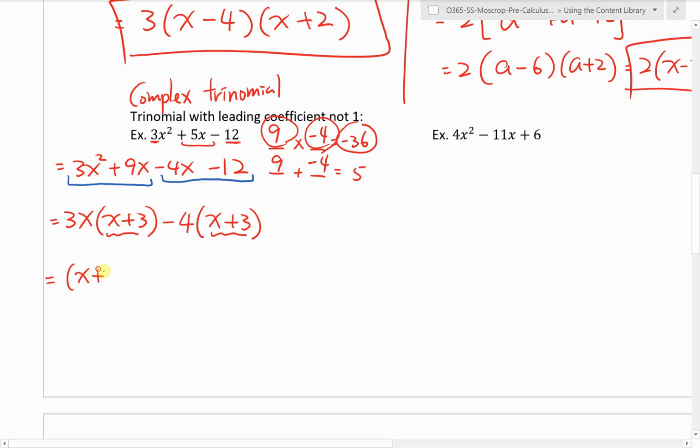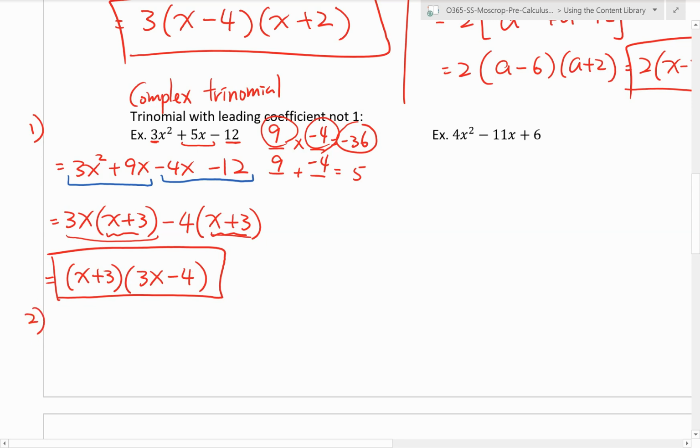I can factor x plus 3 out. And if I take x plus 3 out of the first term, I end up with 3x. If I take out x plus 3 from the second term, I end up with negative 4. And that's my answer. Okay, that's it. That is the first method. This method is called decomposition. Okay, that's the first method.